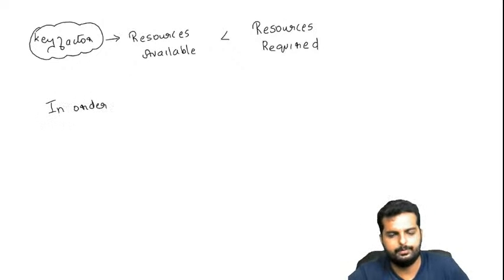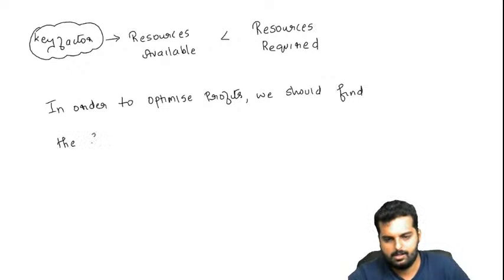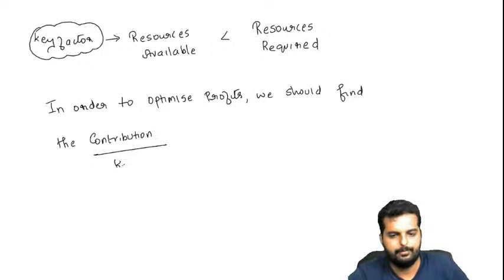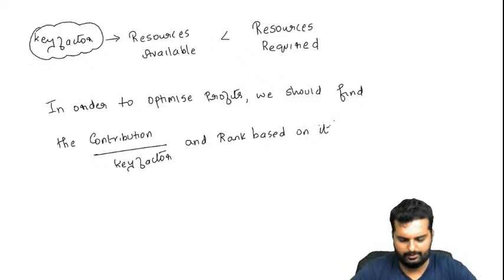In order to optimize profits, we should find the contribution per key factor and rank based on it. Okay, can you write down this in your books, friends? I will then explain to you what this means.